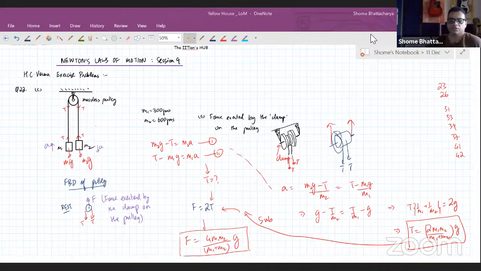Entire Newton's laws of motion, Ansh, we have completed Newton's laws of motion. There's nothing else in it. Friction is a separate chapter. Next chapter we'll be discussing is friction. I told you, HC Verma Newton's laws of motion chapter is the entire chapter only. We have completed that. We are just discussing the last few questions.